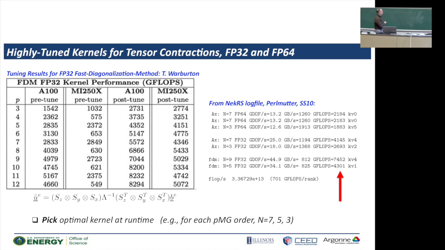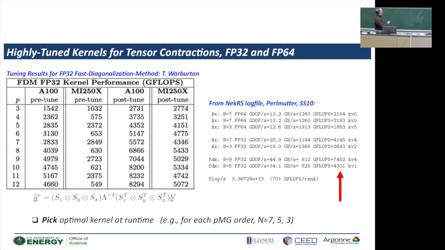So this kernel is running in FP32, we run it typically with polynomial degree 7, and with additive Schwarz it gets out to 9. So we're running here at about 7 teraflops, FP32 on the A100. The log file prints out all of the performance, and out of all the kernels that have been written, we select the fastest one at runtime. So here you can see that for this fast diagonalization method, it picked the 7.4 teraflops, and the 4.31 for the smaller polynomial, because of P multigrid.